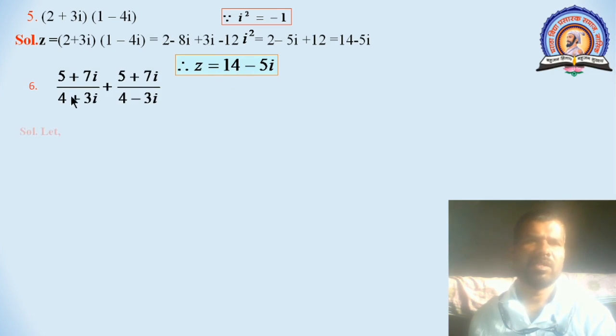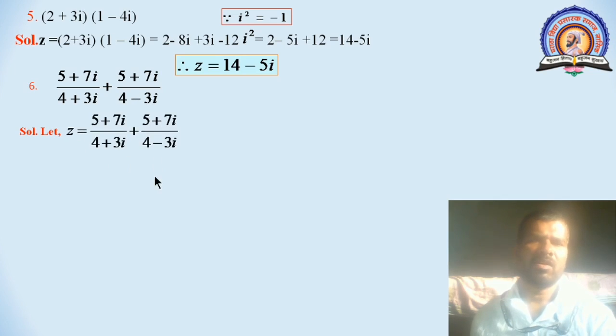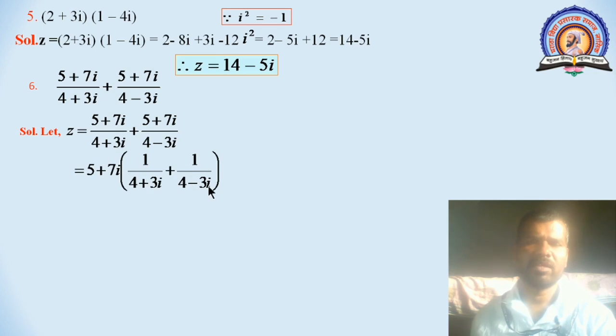The next example is (5 plus 7i) upon (4 plus 3i) plus (5 plus 7i) upon (4 minus 3i). So let z be equal to this quantity. We observe that 5 plus 7i in this term and 5 plus 7i in this term can be taken outside. So we get (5 plus 7i) into bracket 1 upon (4 plus 3i) plus 1 upon (4 minus 3i).